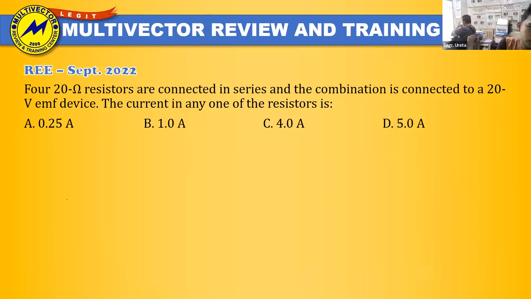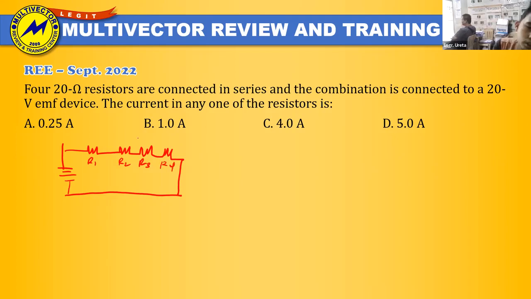Okay, so take note, since connected sila in series, okay, source. Okay, so apat na resistor. Since connected sila in series, yung total current natin is just equals to the individual current per resistor natin. Okay, sir, hanapin muna natin yung total current. Our total current is just equals to the total voltage all over the total resistance. Since connected sila in series, total resistance is just the sum ng individual resistance.